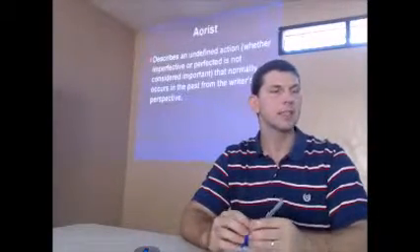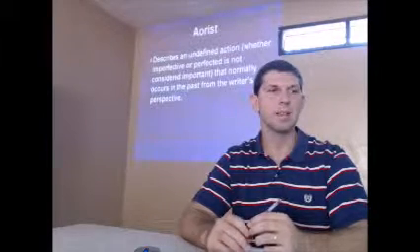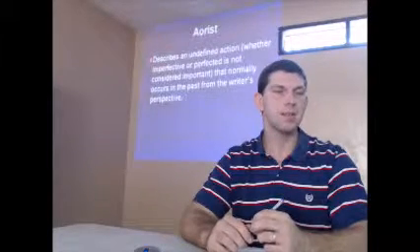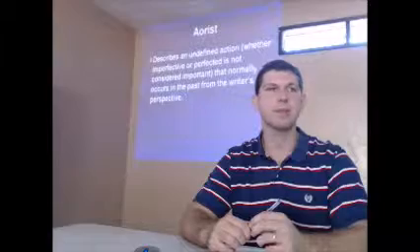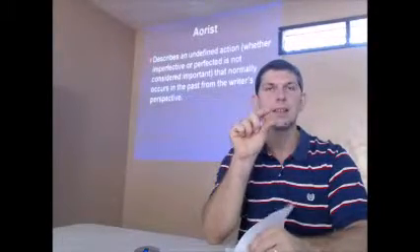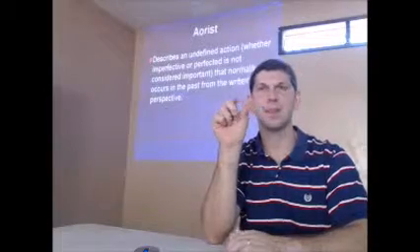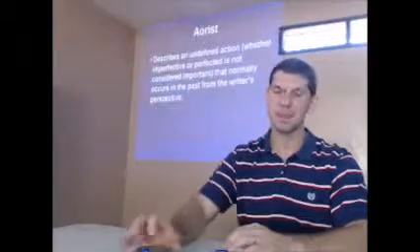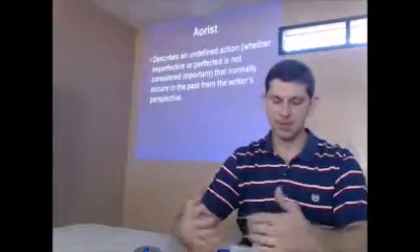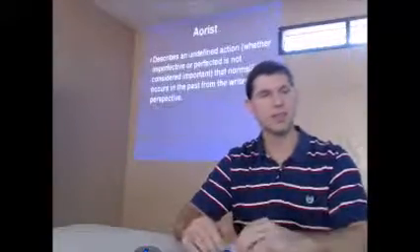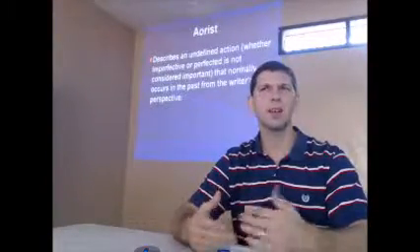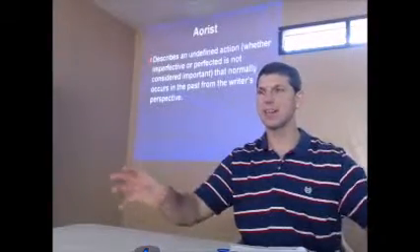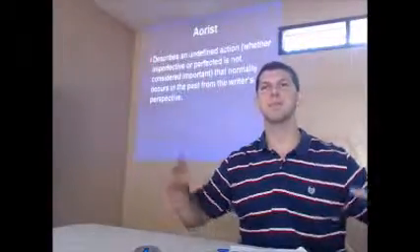Aorist tense describes undefined action, whether imperfective or perfected, is not considered important. Normally occurs in the past from the writer's perspective. The key, though, is it's an undefined action. Think of it as a dot as opposed to a line. Okay? And the truth is, as we go further into Greek and as you start dealing with some of these issues, then you'll understand a little better what we mean by some of that stuff. At this point, we're just trying to get a real basic. It's kind of like getting a framework, and then we want to build on that framework.